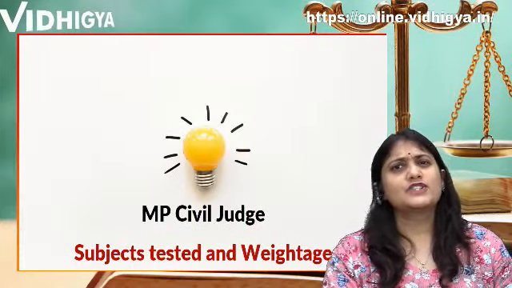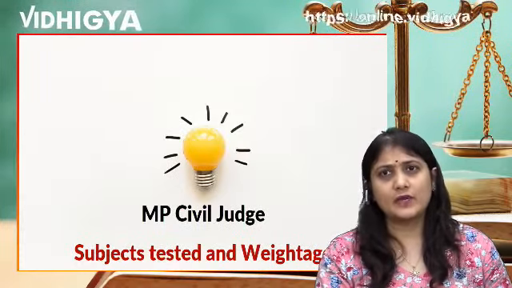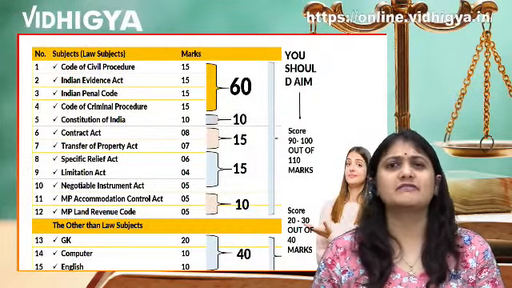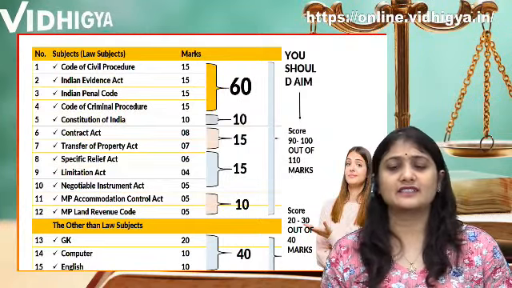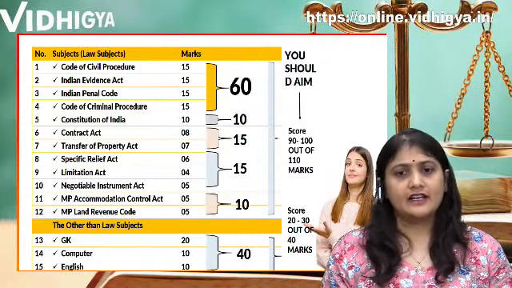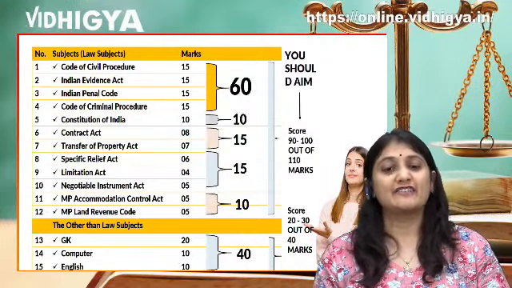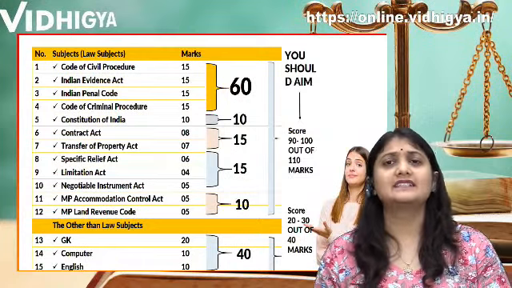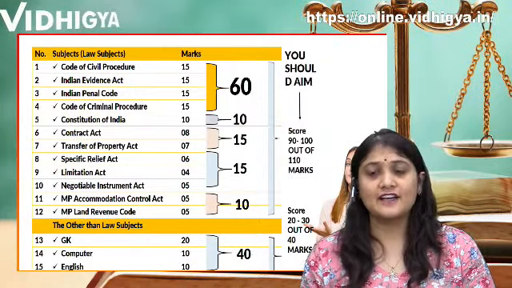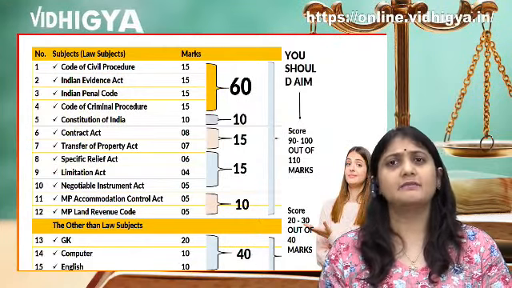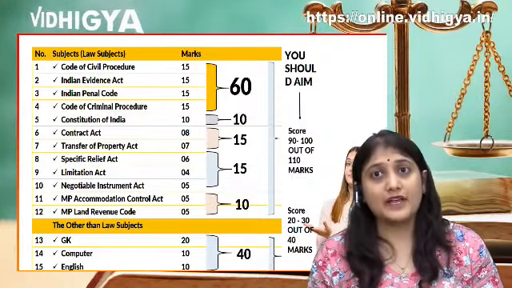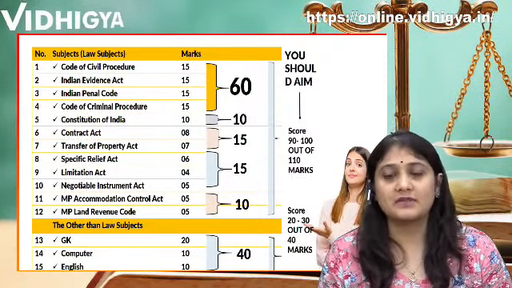Now, the subjects which are tested in the examination and their weightage. We would like to give due weightage to what is important, what you need to study, and the subjects specifically for MP prelims. Let's have a glance at it. The Code of Civil Procedure, Indian Evidence Act, Indian Penal Code, and Criminal Procedure Code make up the majority chunk of the marks, which is 60. So it's quite a lot for your paper, and you need to study it very strategically and know what is relevant for clearing this examination.